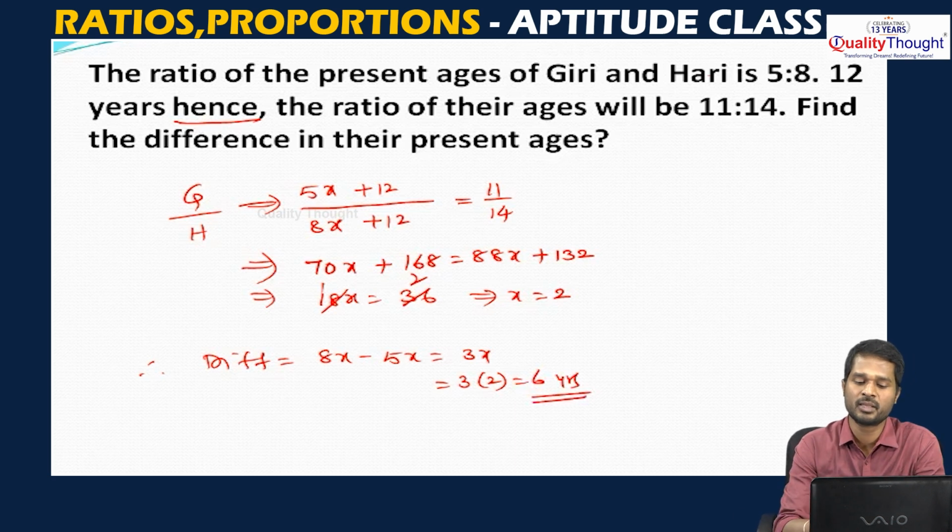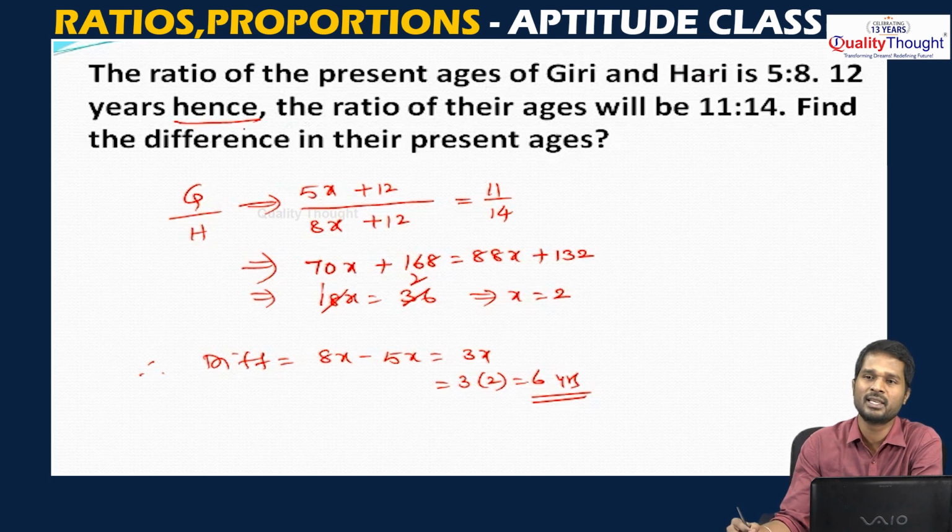So the difference between their present ages is 6 years. See, we didn't do anything here, we have just written everything from the question. The ratio of present ages of Giri and Hari is 5:8, so 5x and 8x. 12 years hence, that means after 12 years, (5x + 12)/(8x + 12), the ratio will become 11:14.